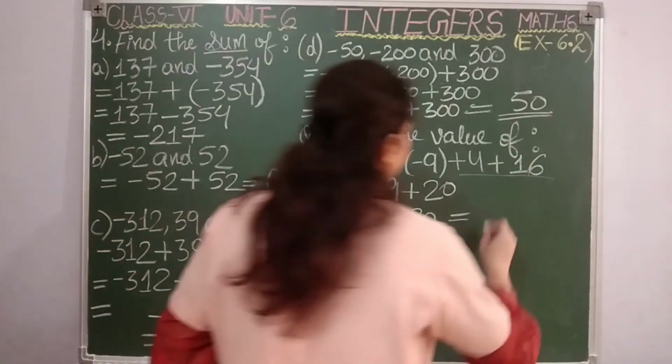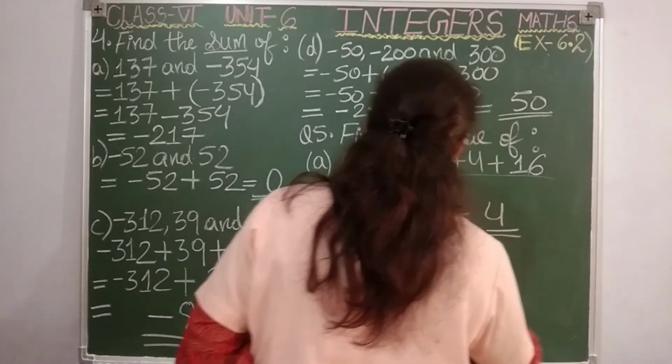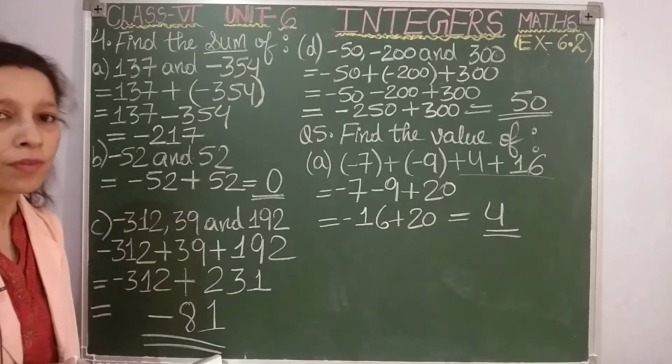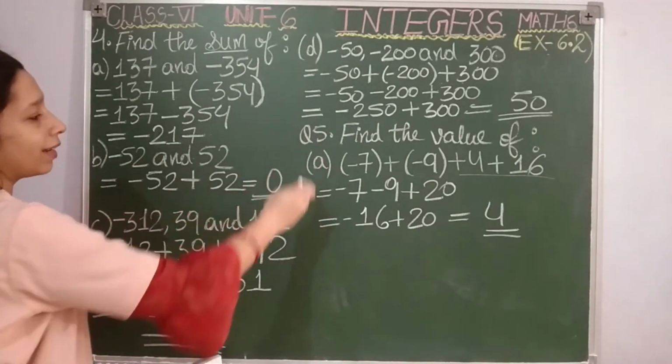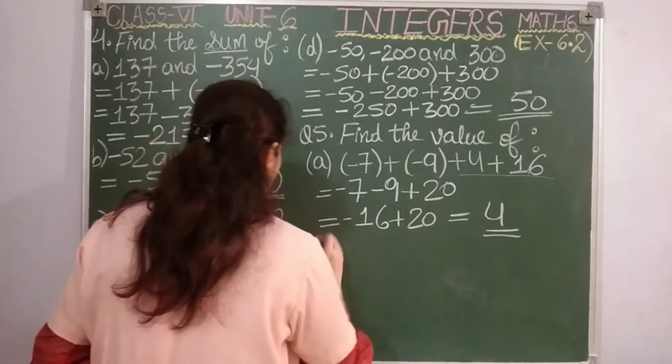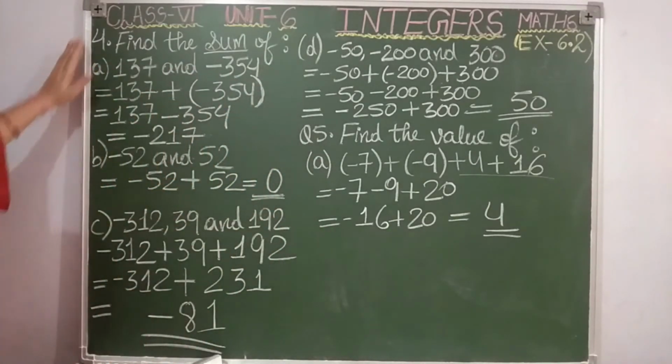16 minus 20 will give you 4. 20 is the greater number with positive sign. So in the answer also we will take positive sign. That means positive 4. So question 5(a), find the value of, we have solved and we got 4. Second point we will see for question number 5. Note it down. I will be solving B point here.